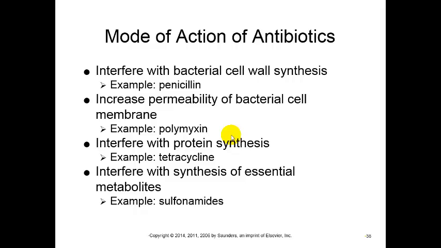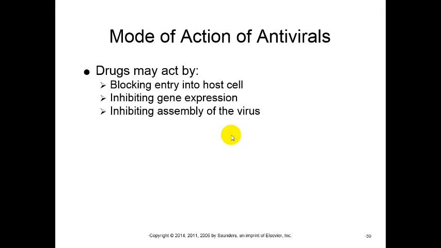And then we can also interfere with their metabolites. So basically, it'd be like us interfering with our vitamins. If we don't have our vitamins and our metabolites from the vitamins, we cannot function. So we can interfere with the bacteria's metabolites. And we use sulfonamides for those.